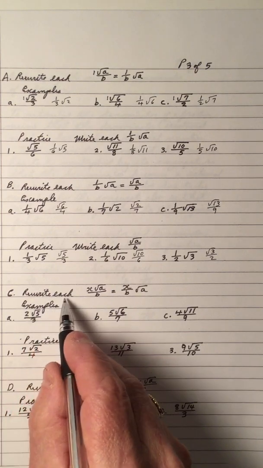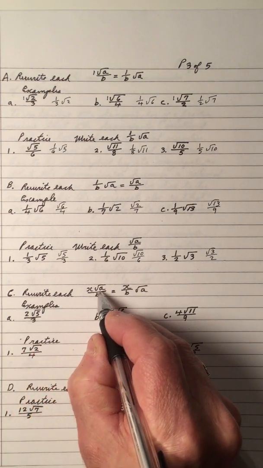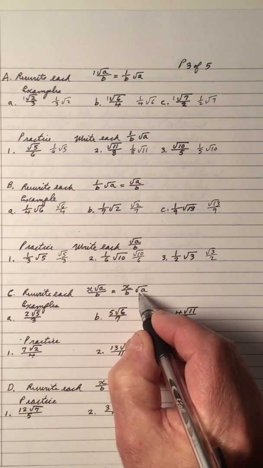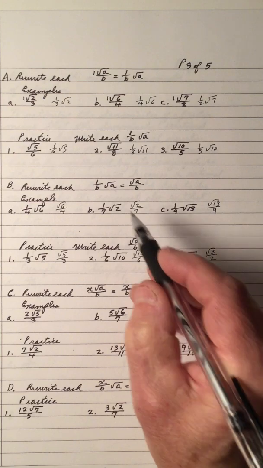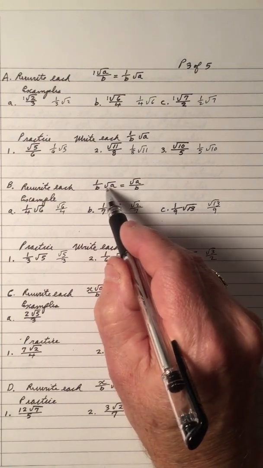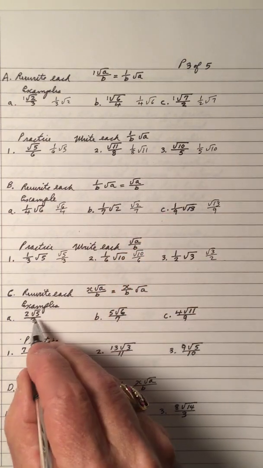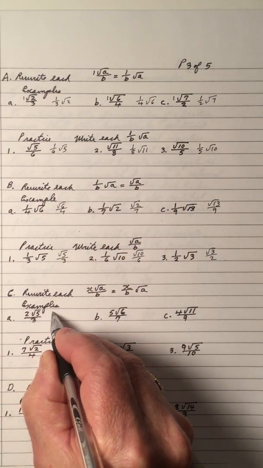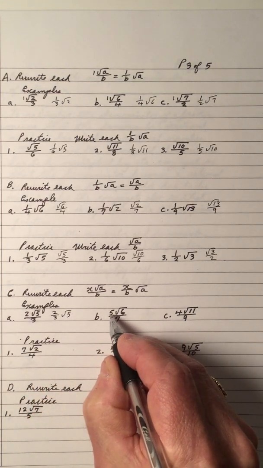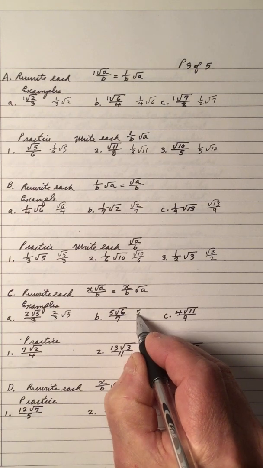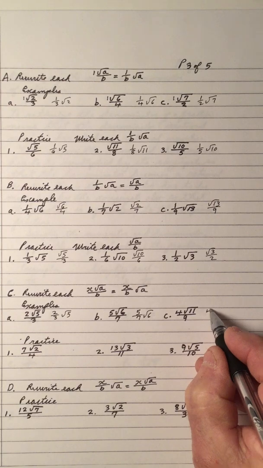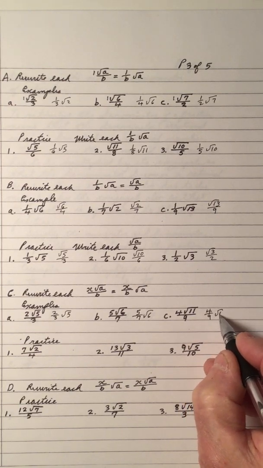C, rewrite each. If you have x root A over B, that's the same as x over B root A. Just different ways to write it as a fraction. Remember, this is a fraction. This is a partial fraction, a mixed fraction. So right here, 2 root 5 over 3 is the same as 2/3 root 5. 5 root 6 over 7 is the same as 5 over 7 root 6. And this one is 4 over 9 root 11.